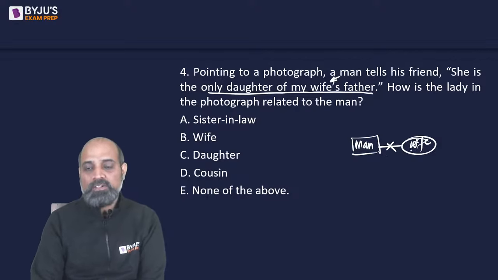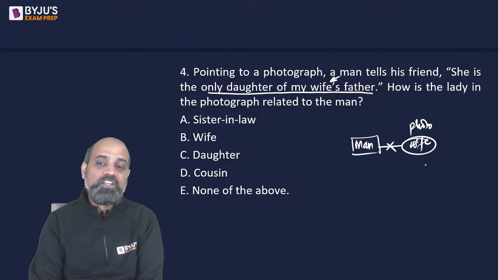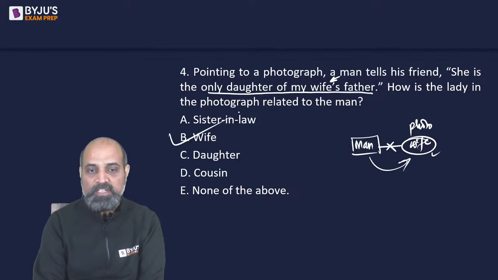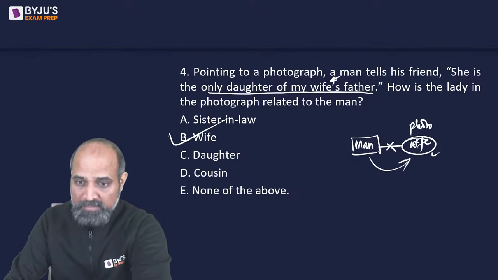So a man looks at this photograph and says that this is the only daughter of my wife's father. So how is the lady in the photograph related to the man? As in, the man will call this person by which relationship? Wife? Option B. And I believe everyone must have answered B.